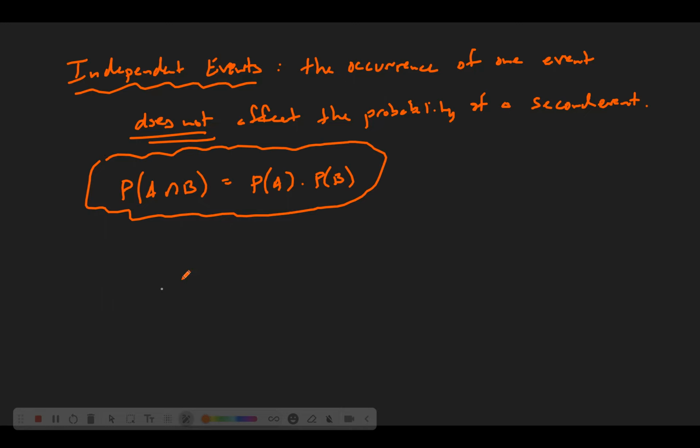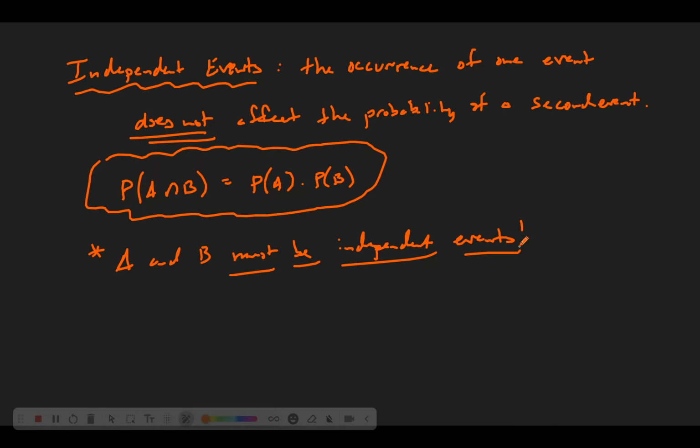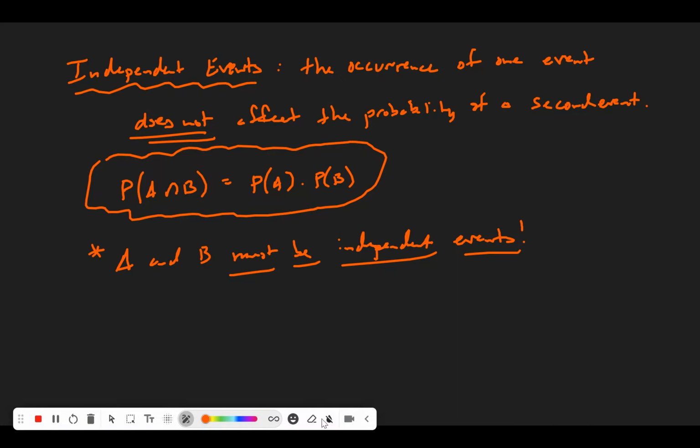Now, the only time this works, though, big asterisk, is when A and B are independent events. So they must tell you that A and B must be independent events. Has to be the case. They must be told independent. Okay, so let's do one more algebra question here with the formula.